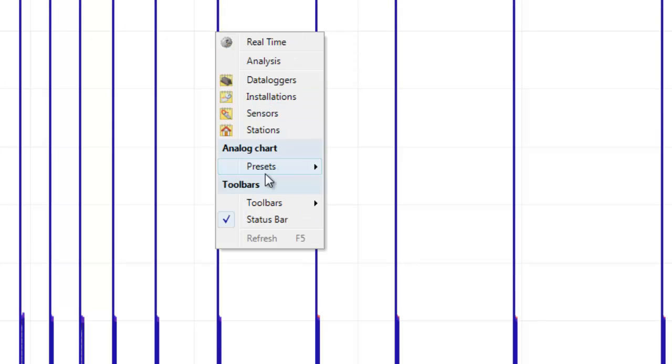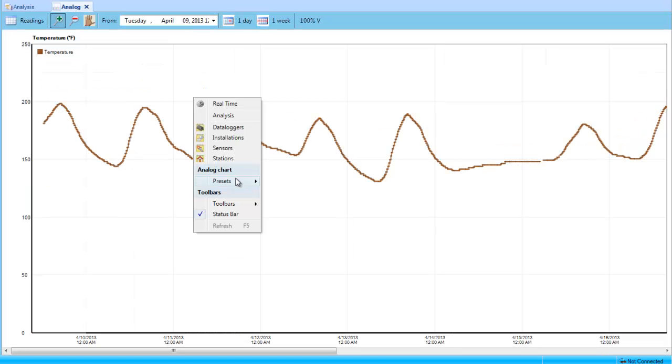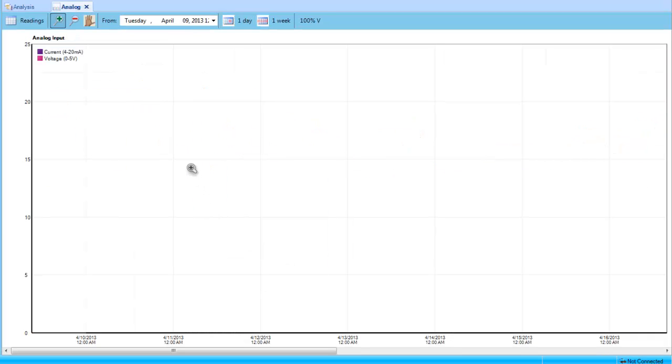Also in the analog presets, you can look at temperature. We can also look at the analog information. If we had an analog device set up in our data logger, this is where we look at the graph of the analog information.